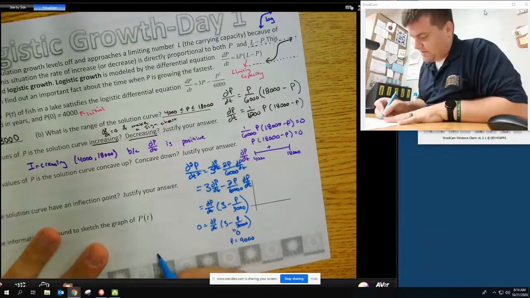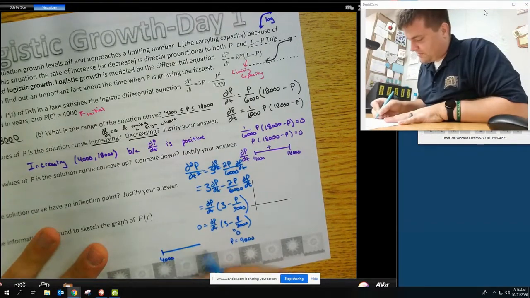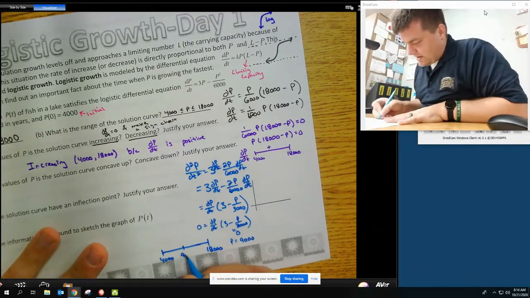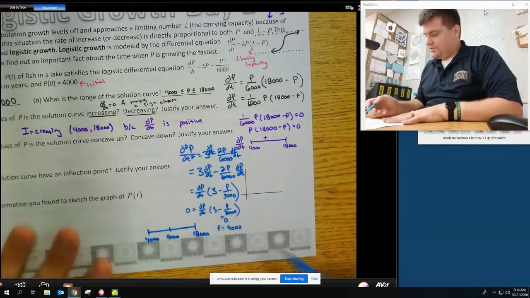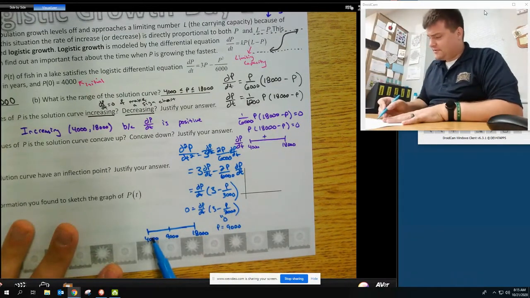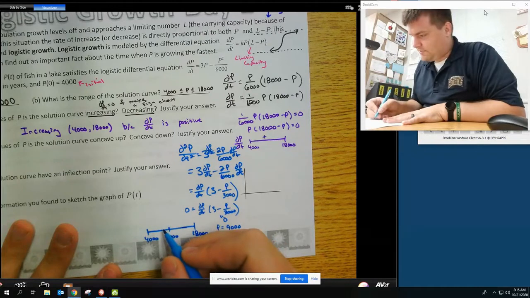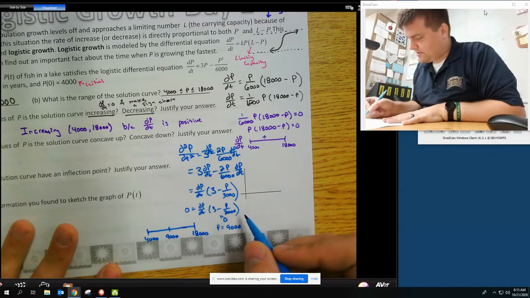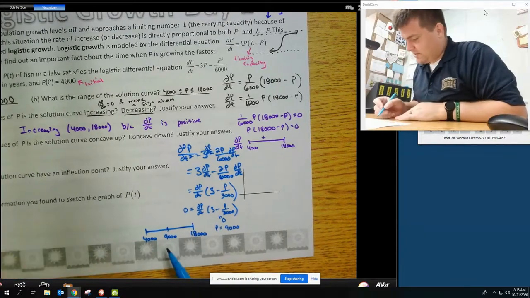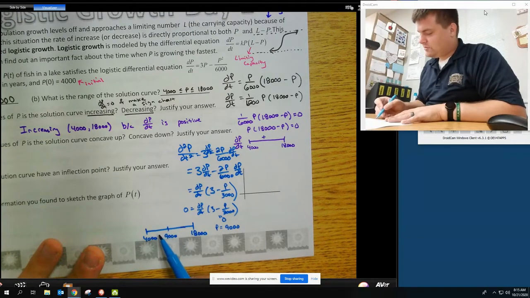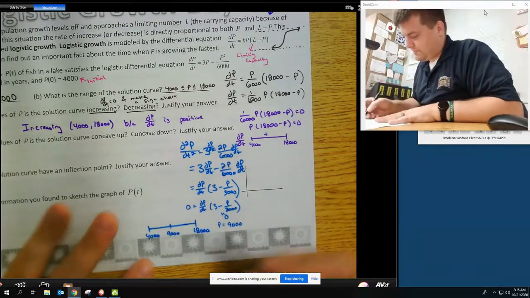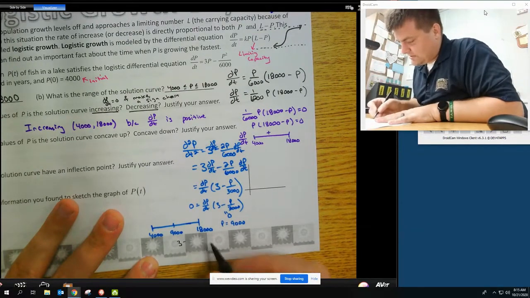So let's go ahead and make our lovely little sign chart. My range is from 4,000 all the way to 18,000, and right here, 9,000. If you plug in a 5,000, you're going to get a negative. Oh, no, wait, I can't do math. I really can't do math. No, you're going to get positive. Okay, I'll actually do the work. Plug in 5,000, and you get 3 minus 5,000 over 3,000.